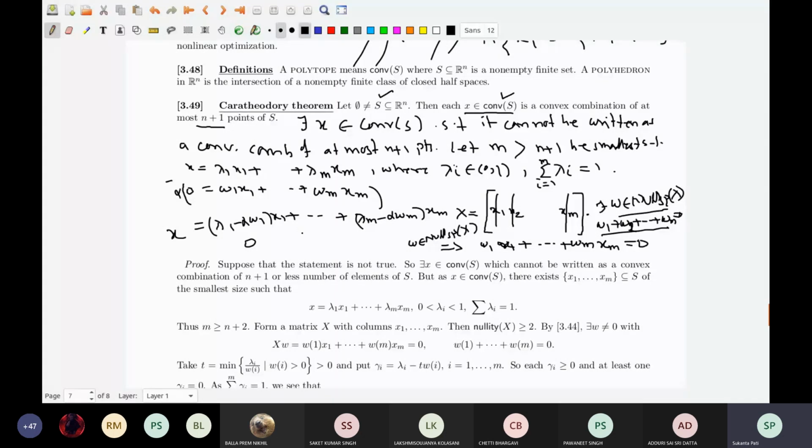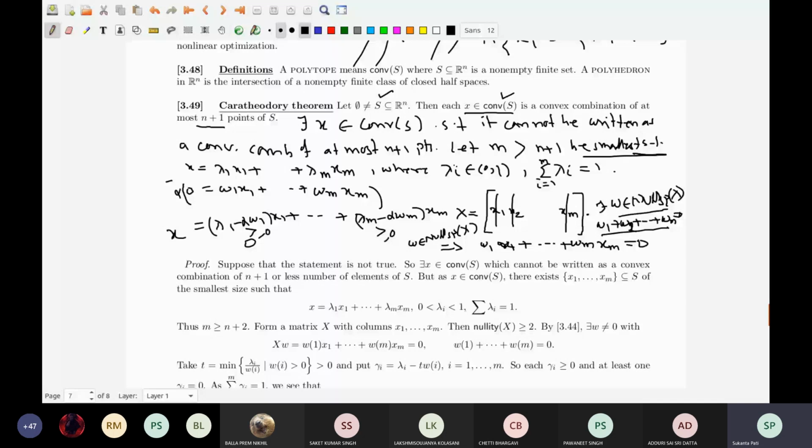Whether all the coefficients are greater than or equal to 0? Yes. By choosing alpha carefully, you have kept all of them greater than or equal to 0, and just made at least one entry 0. So in that case, you are now able to write X again as a convex combination of at least one less vector, and that will contradict that M was the smallest. That will contradict this. Okay, so a detailed proof is written over here.